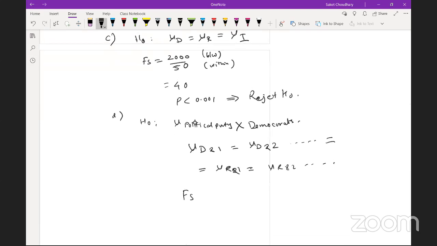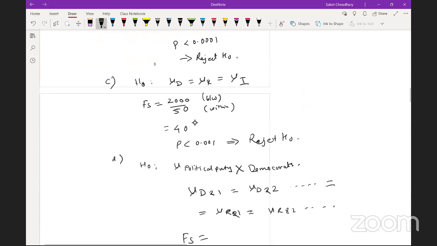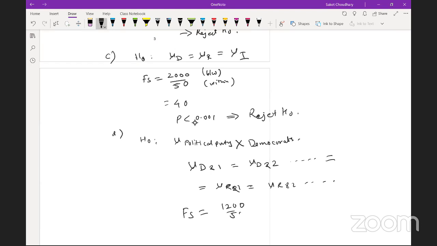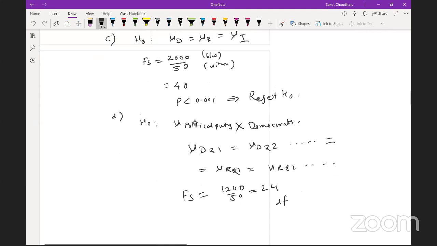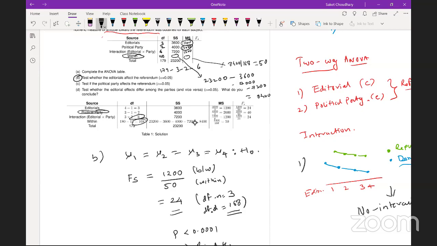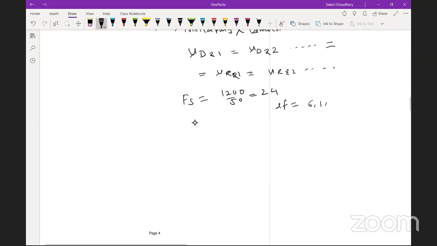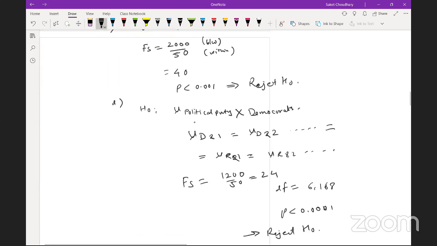Your F statistic again is given by 1200 divided by 50, which is 24. The degrees of freedom in this case are 6 and 168. Again, going to be significant. So P is small, and you again reject H naught. Is that clear? It seems like there is an interaction effect as well.